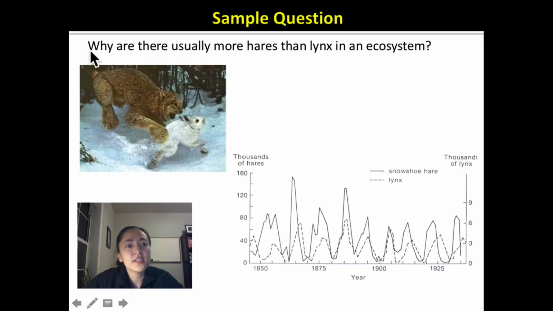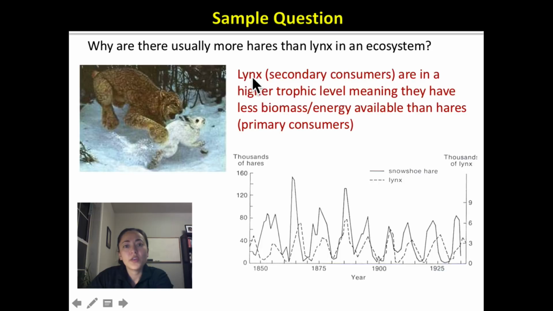So the next question says, why are there usually more hares than lynx in an ecosystem? So if we look here, we can see that the snowshoe hare population tends to be higher than the lynx population. So why is this? This is because the lynx, or in other words, the secondary consumers, are in a higher trophic level. So that means they have less biomass or less energy available to them than hares, which are the primary consumers. So lower trophic levels tend to have a higher biomass.